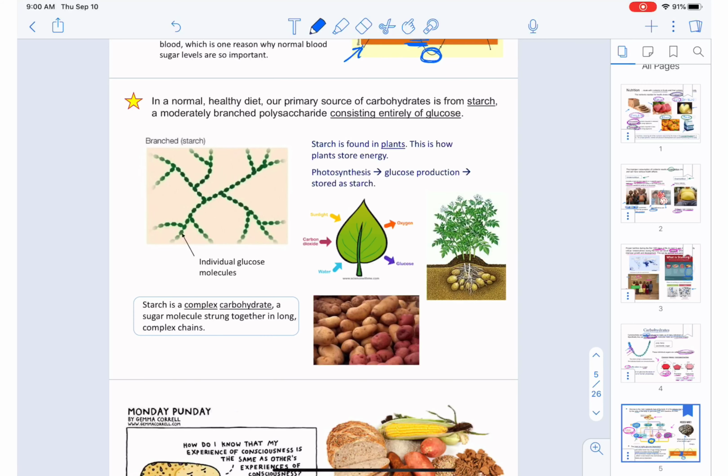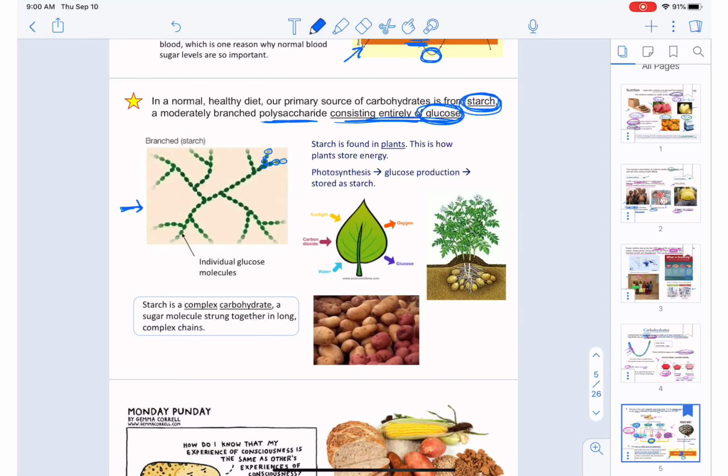Now, in a normal, healthy diet, our primary source of carbohydrates is from a molecule called starch. And starch is a polysaccharide, and it consists entirely of glucose. So this is a model of what starch looks like right here. It's a polysaccharide. It's made up of many individual units, and these individual units that I'm circling here are all individual monosaccharides, and specifically, they're all glucose.